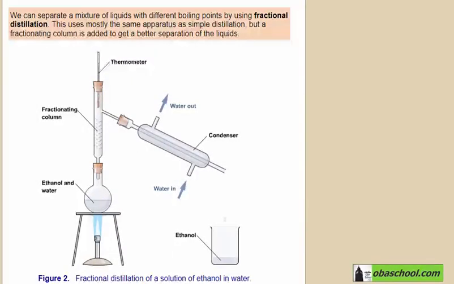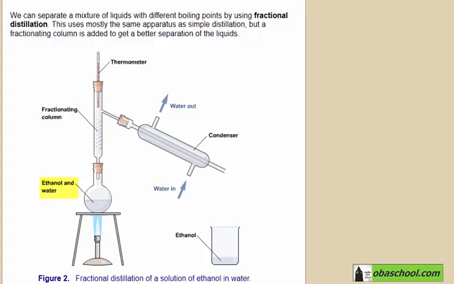Actually, we can separate a mixture of liquids with different boiling points by using fractional distillation. This uses mostly the same apparatus as simple distillation. However, we will add this fractionating column. This fractionating column will allow better separation of the liquids.